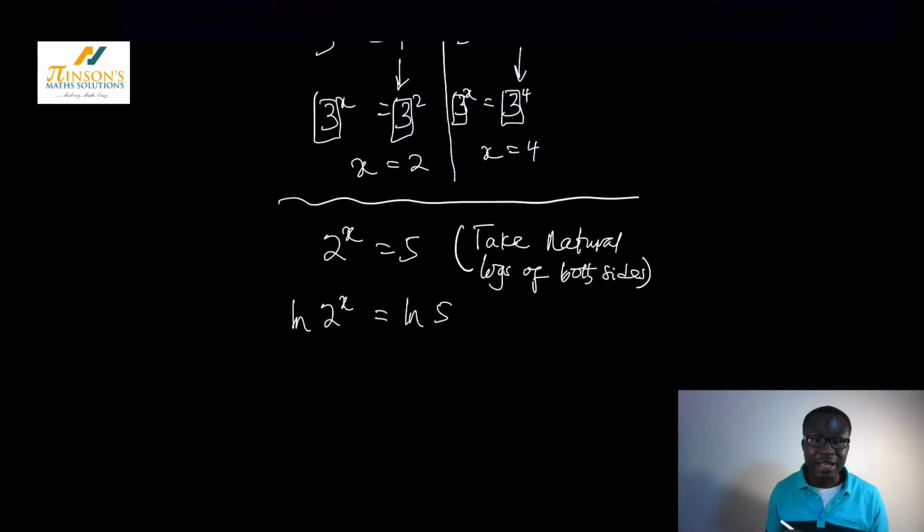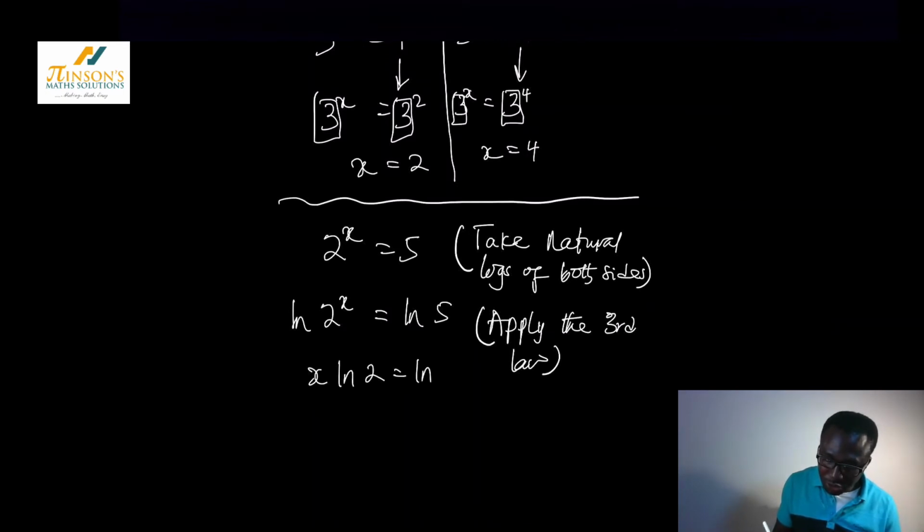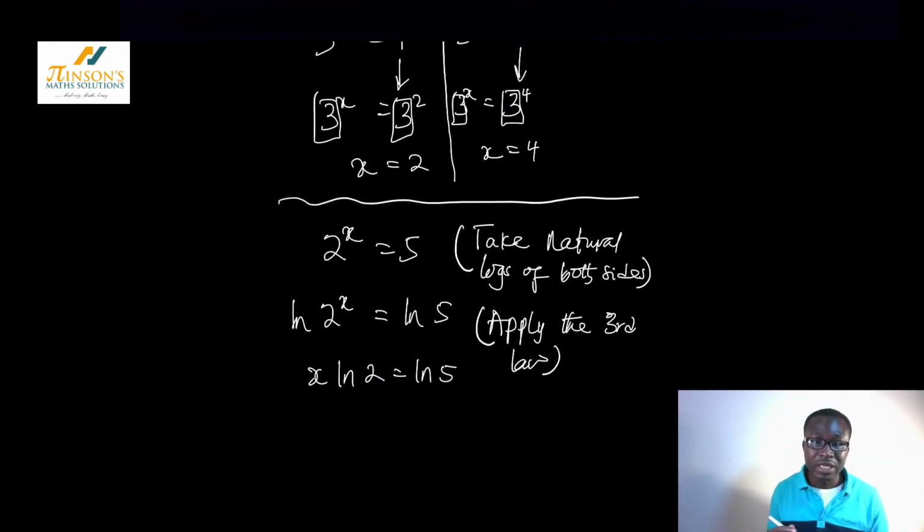Now there's the third law. This is where we have to be very good at applying our third law of logarithms. The third law of logarithms is the power law, where the power drops. Okay, so we apply our third law of logarithms. So here the power drops, and we're going to have x natural log of 2 equals the natural log of 5. Natural log of 2 is just a number. So basically we are saying x is times by something.